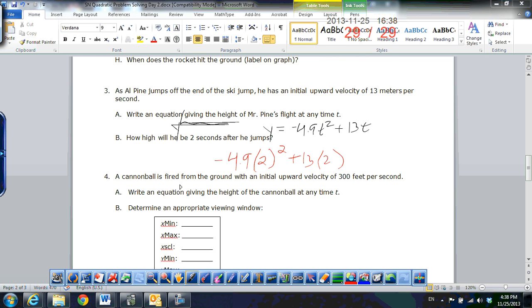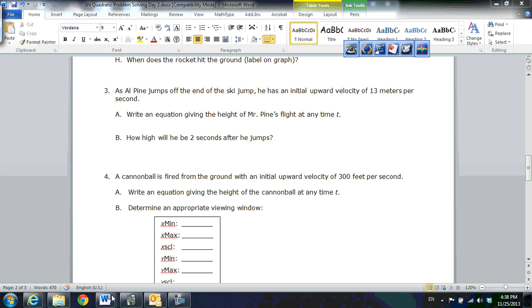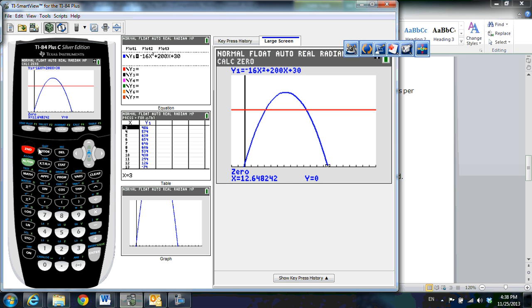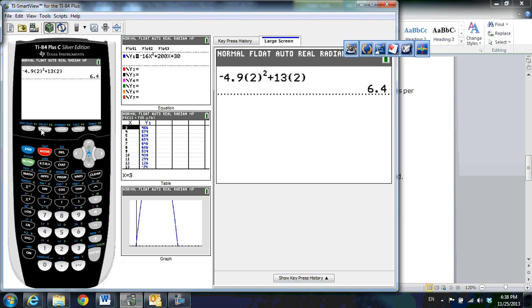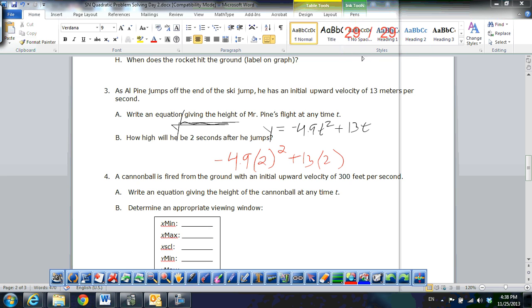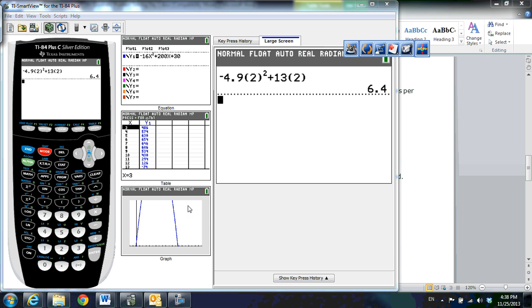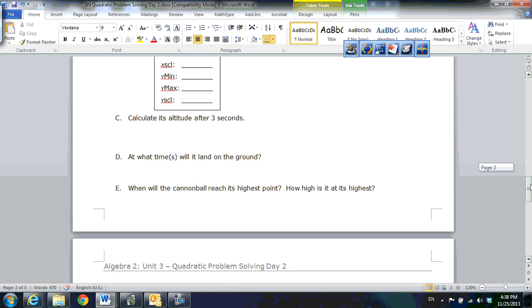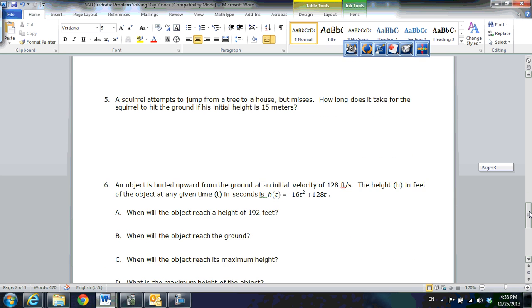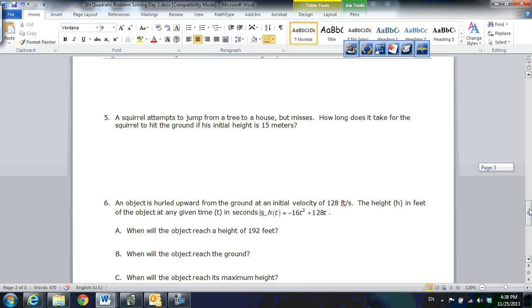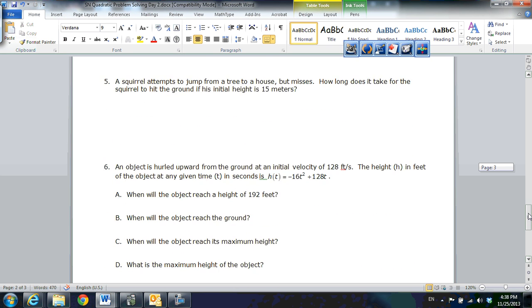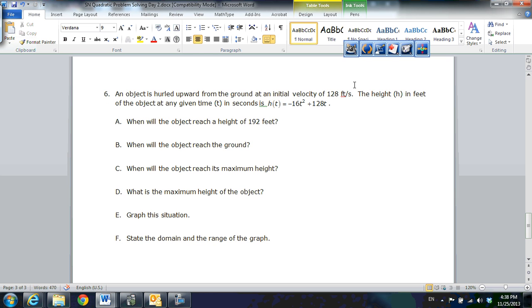You don't have to put this in the y equals. Just go into our home screen of our calculator, which I might still have in there. Boom, there you go. So our height is 6.4 meters. Hopefully that makes sense. I think it does. 4 is the same type of problem. 5 is kind of a sad squirrel problem. Probably don't need to do that. 6 works the same way. We can do that one if you want.